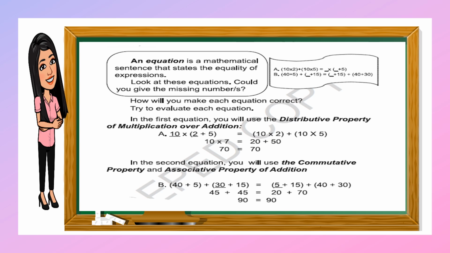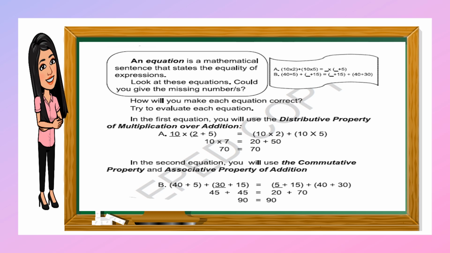2 plus 5, we have here 7. So 10 times 7 is 70, equals 10 times 2 is 20 plus 10 times 5 is 50, so 70 equals 70. So in an equation, you need to make each side correct or equal to each other. So here is the distributive property. The two sides of the equation are equal to each other to make it correct.